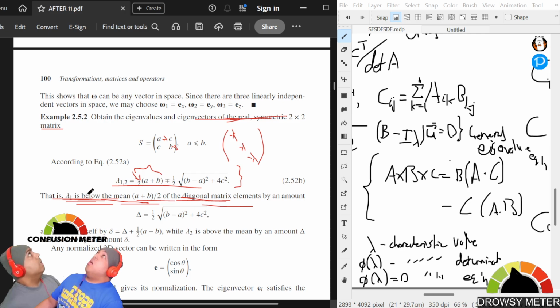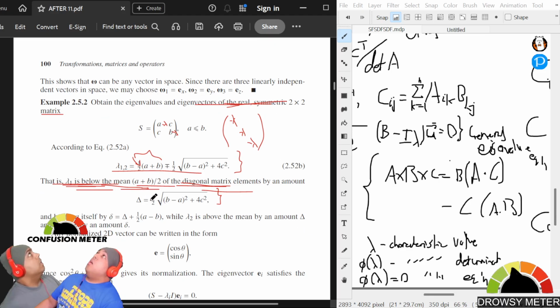That is, lambda 1 is below the mean of the diagonal matrix elements by an amount B minus A squared plus, oh, CC, so it's slightly different from what we did last time. Not CD. P squared minus 4AC. And below A itself.